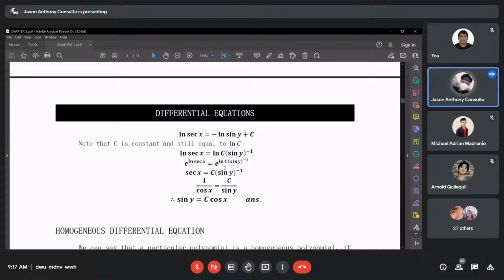Yung secant x, then yung e ln, maka-cancel siya class, and it can be written as secant x equal to c sine y inverse, or 1 over cosine x is equal to c over sine y. Yung final answer ko dito is the simplest form, sine y is equal to c cosine x. Okay, so okay na yun.